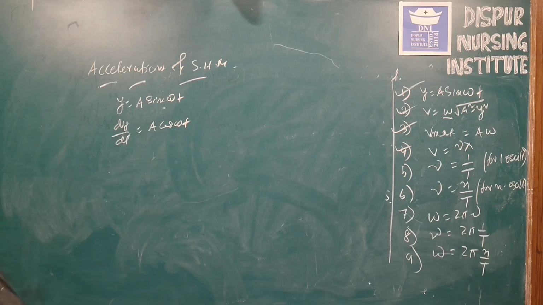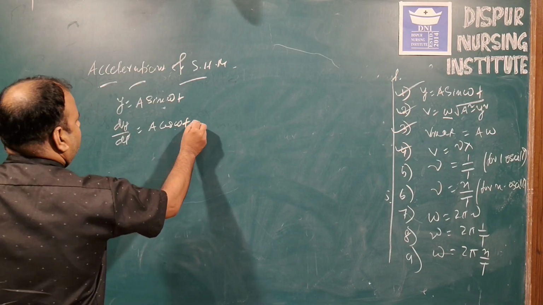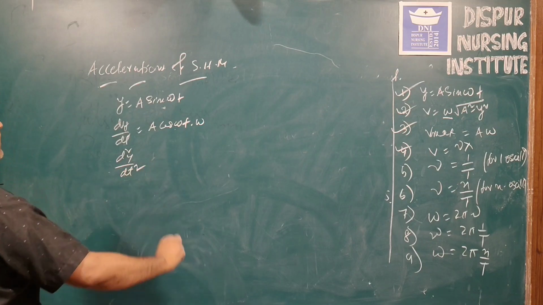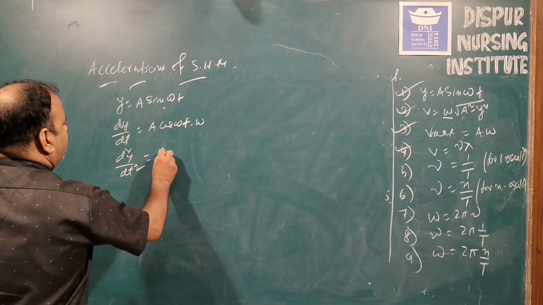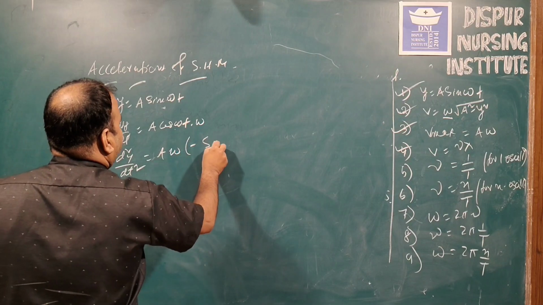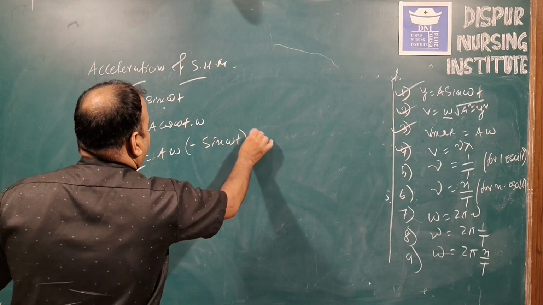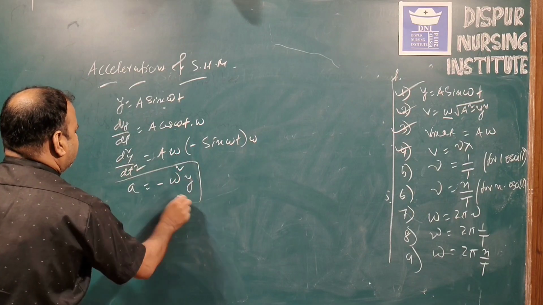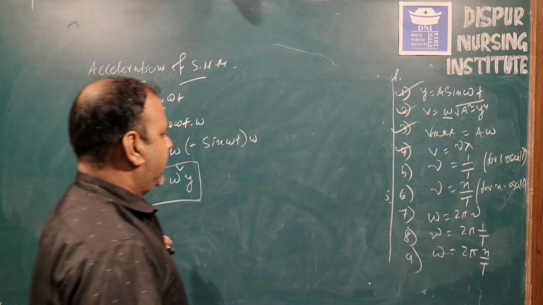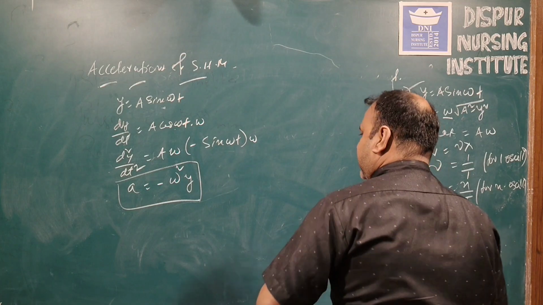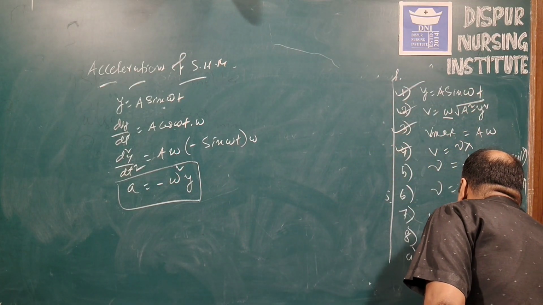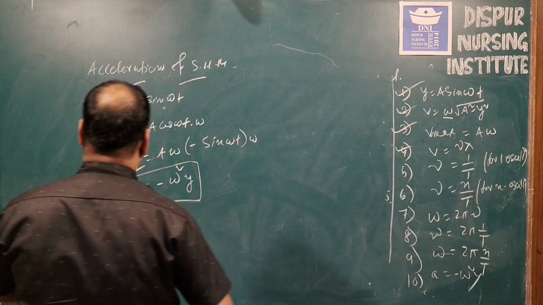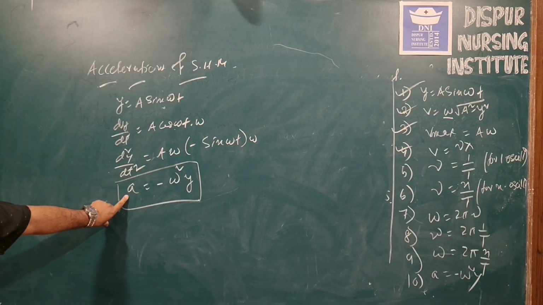So we have to calculate the value of acceleration. Now see here also omega. So again differentiate it, double derivative, which I already discussed earlier. So here we can write A omega, minus sin omega t into omega. So here acceleration, omega square, we can write like this. So this is the value of acceleration. Next, number 10 formula: the acceleration will be minus omega square y. This is the formula for acceleration.